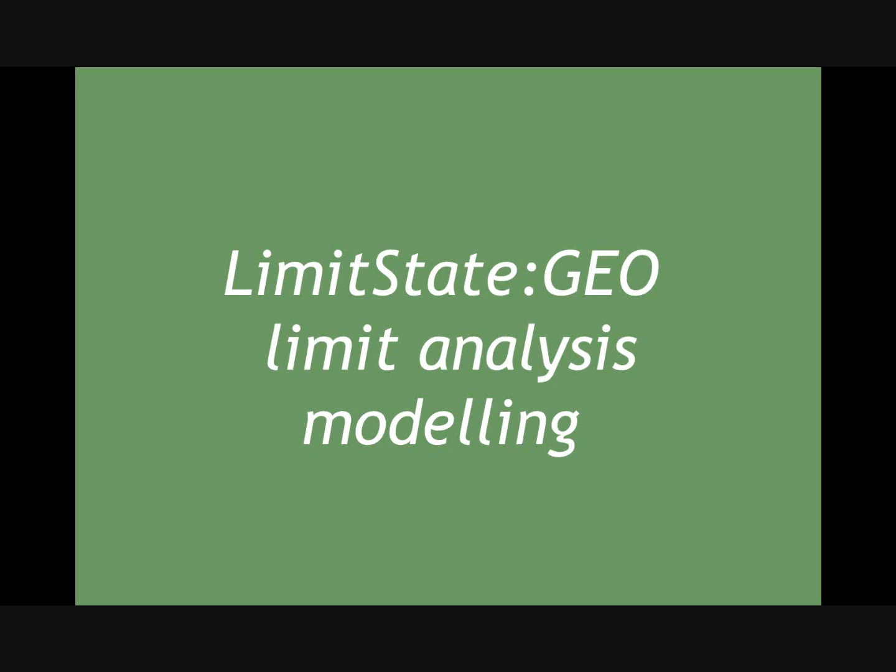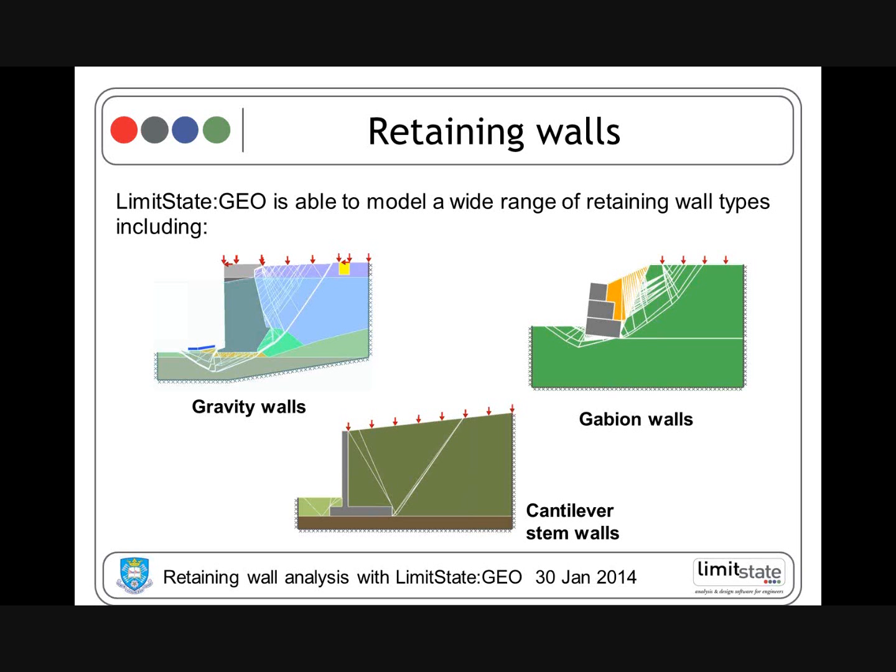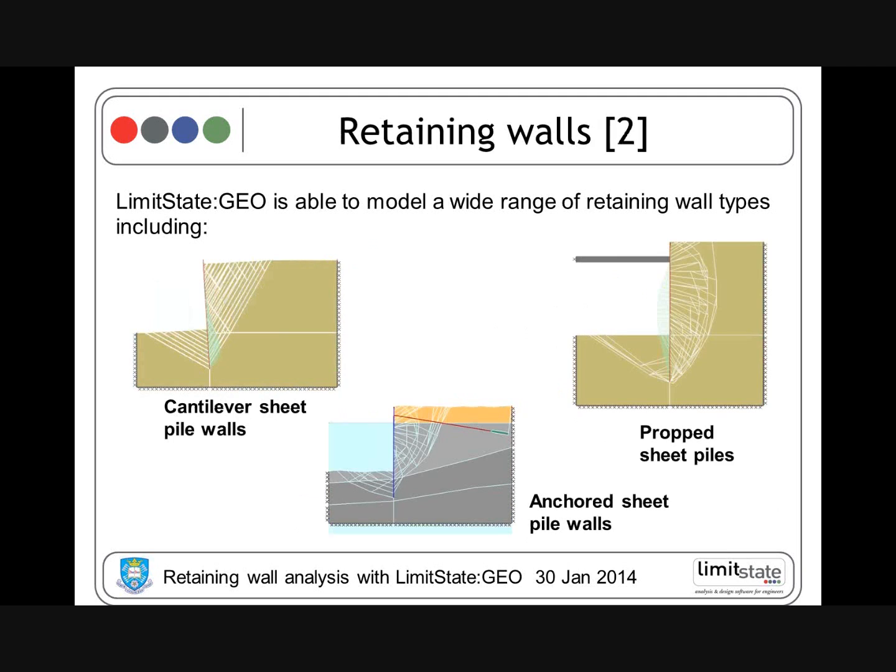LimitState GEO can model a wide range of problems and essentially deal with the limitations of either of those previous approaches. Essentially, you can regard it as a very sophisticated Coulomb wedge analysis, but it is able to give you full pressure distributions as from a Rankine analysis. So we can model gravity walls, gabion walls, cantilever stem walls, sheet pile walls of various forms, anchored and propped. And we're going to look at that a little bit later. But first, I think it's helpful for those of you not familiar with how LimitState GEO works, just to recap on that process.